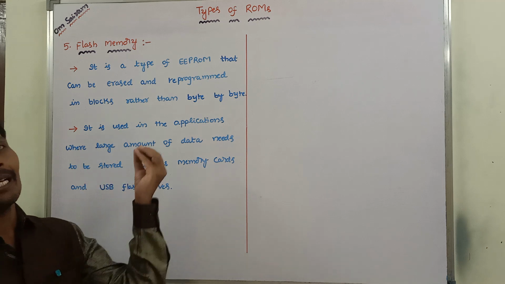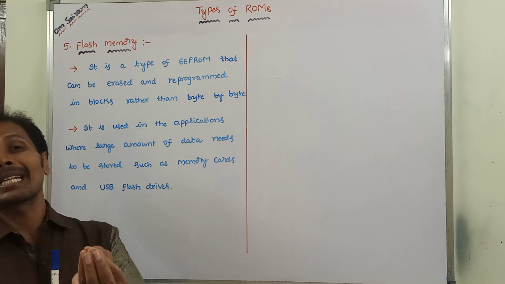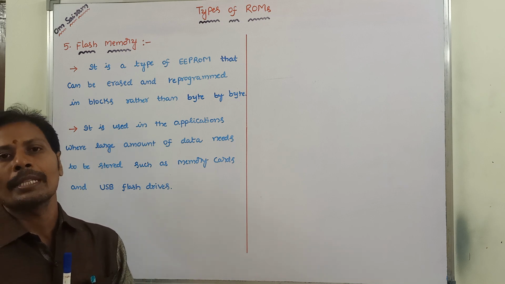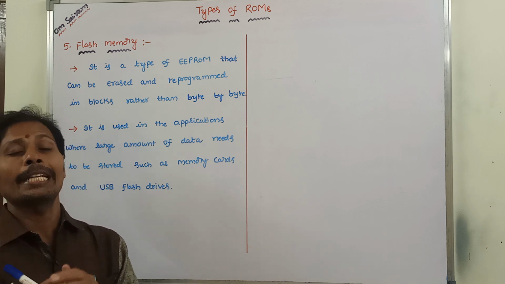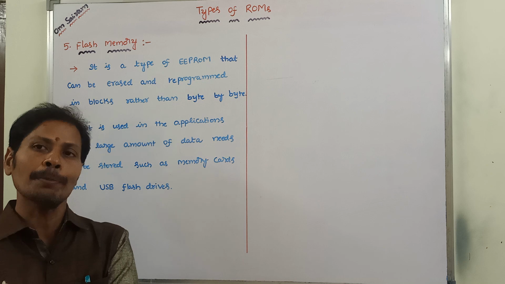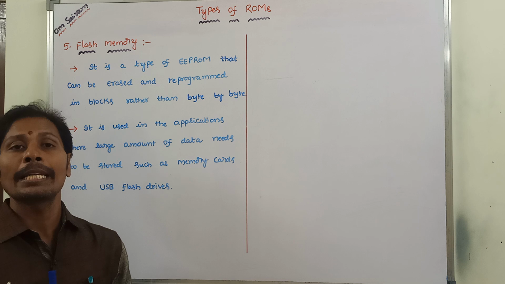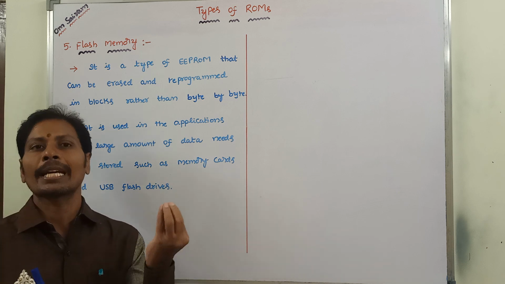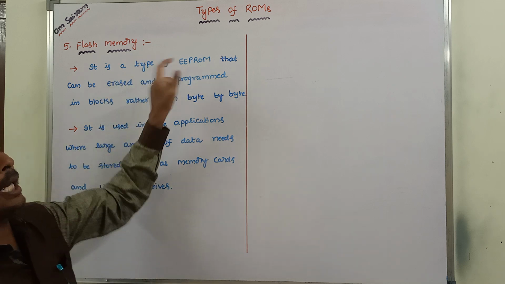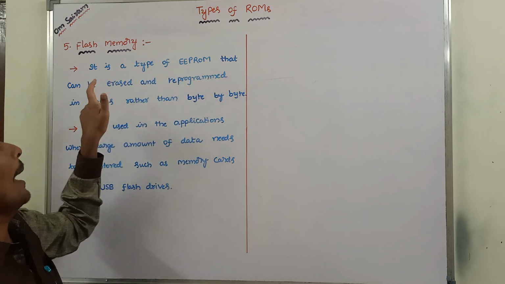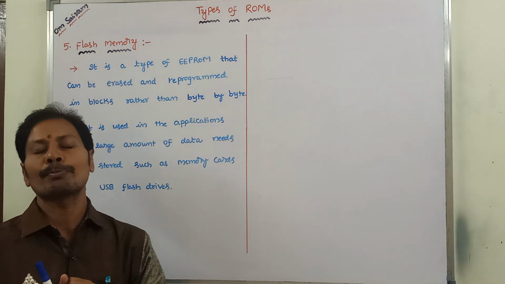Whereas in the case of EEPROM, the data present in the EEPROM can be erased byte by byte. Instead of erasing the entire chip, the data can be erased byte by byte in the EEPROM chip. Hence, we can say that flash memory is a type of EEPROM that can be arranged and reprogrammed in blocks rather than byte by byte.